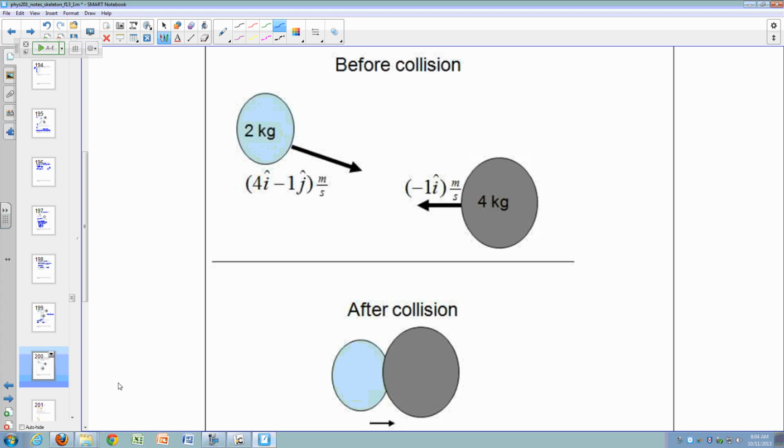Alright, so this is similar to the one we had before, and you could see a 2D momentum problem like this instead. It's actually a little simpler. Just try it out for practice.